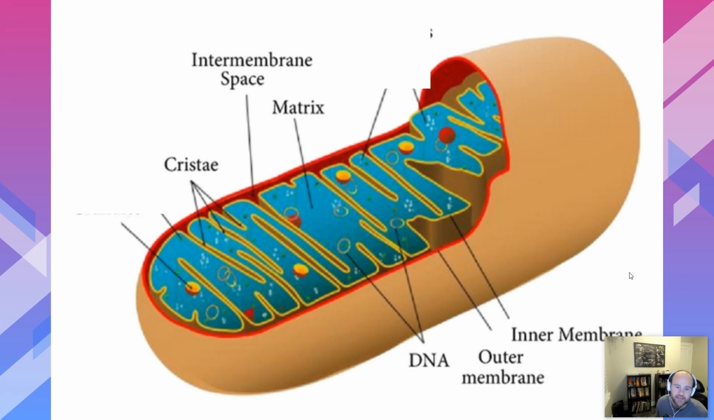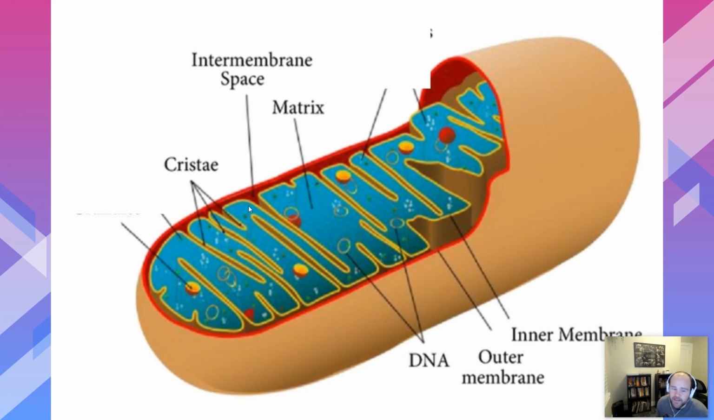So you remember that it has a double membrane because it was a long time ago swallowed by our ancestor to give that second membrane. So we have an outer membrane and an inner membrane. And you'll see in this inner membrane that it is really folded up, bunched up into these folds called the cristae of the inner membrane.